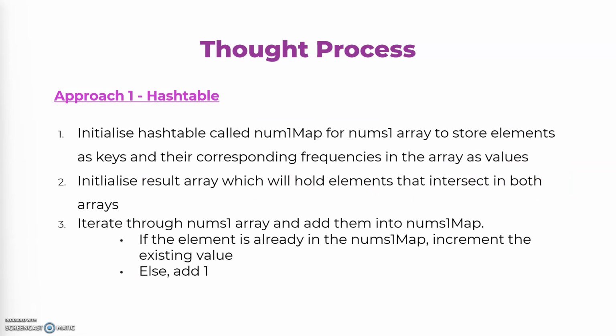So this is the summary of the thought process that we went through. I will briefly summarize again. Step 1, we will initialize the hash table so that we can go through the nums1 array and to store the element as key and their corresponding frequency as value. Step 2, we'll initialize the array that will hold the elements that intersect both arrays. Step 3, we will iterate through nums1 array and add them into the map. If the element is already present in the map, then we can simply increment the existing frequency value. Otherwise, we will add 1.